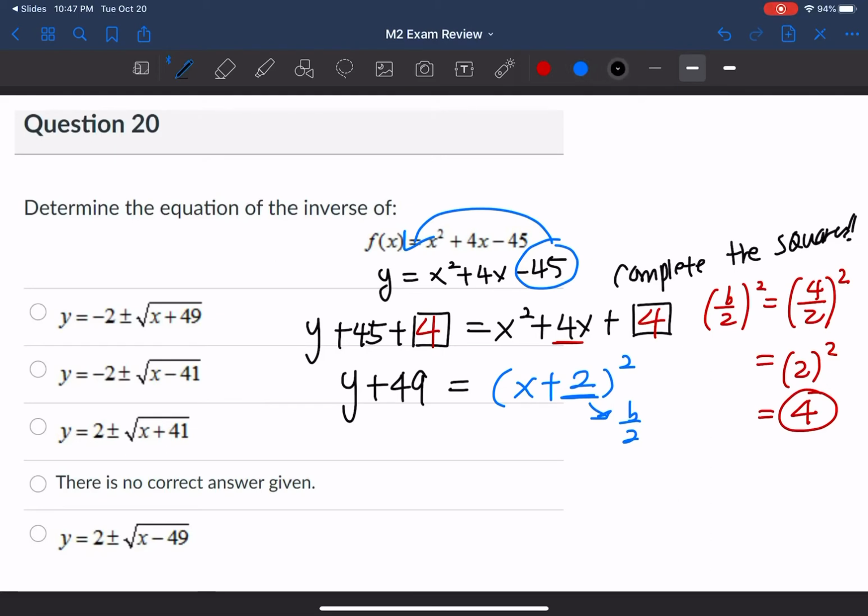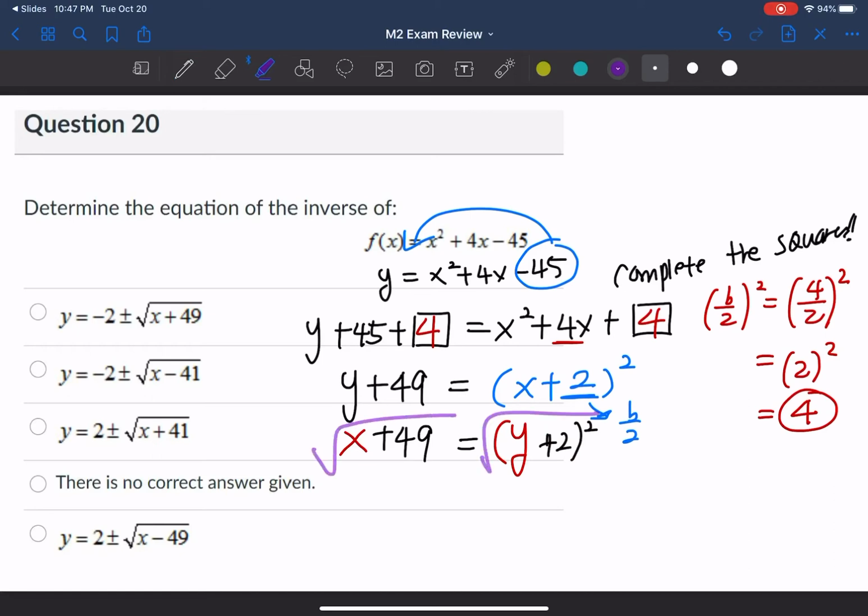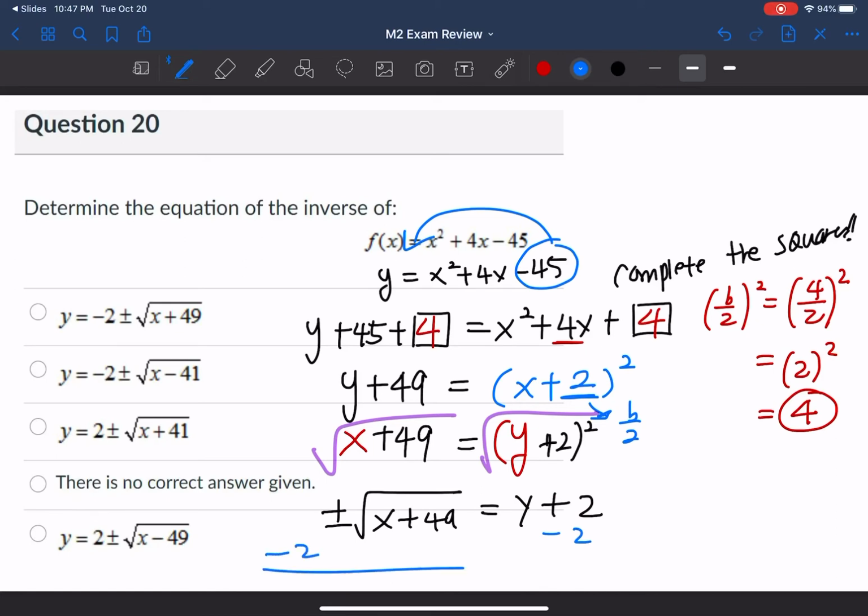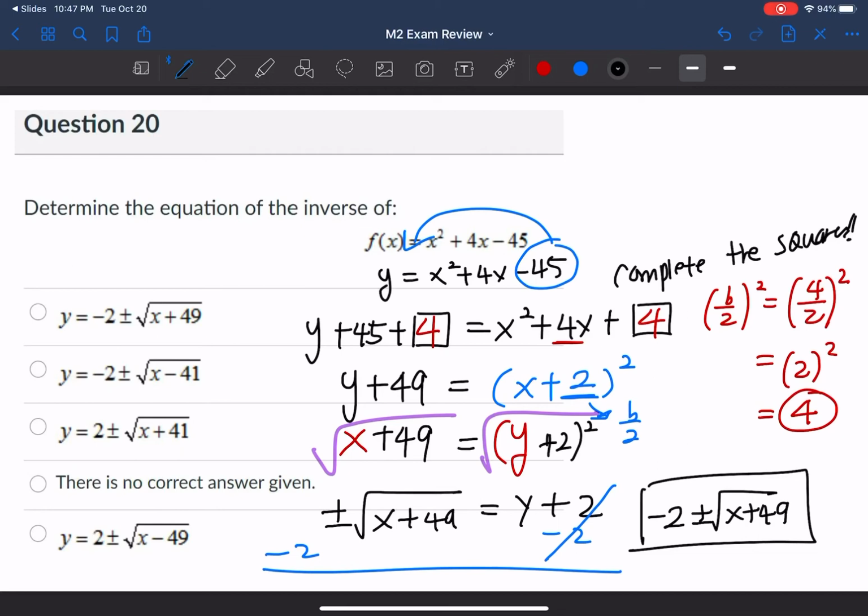You are going to switch x and y. So y becomes x, and x becomes y. And you are going to take the square root. And then subtract 2. So it becomes negative 2 plus minus square root of x plus 49 as your answer, which is this one.